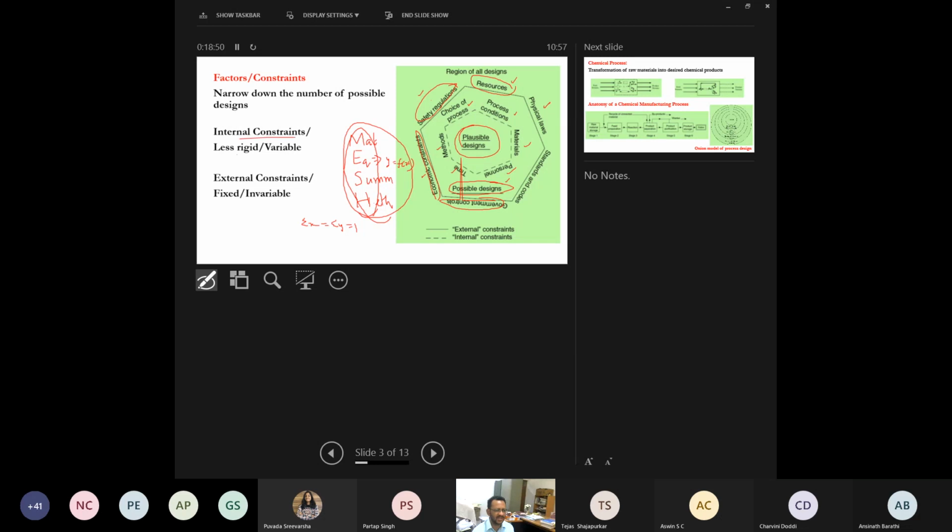Internal constraints are much less rigid in nature, and we can call them variable constraints. This is in the hand of the design engineer. The design engineer can control all these things. So for choice of process, for example, take the sodium hydroxide manufacturing process. You may have different processes, alkali process or mercury process, electrolytic process, those things. So you can select based on these things.